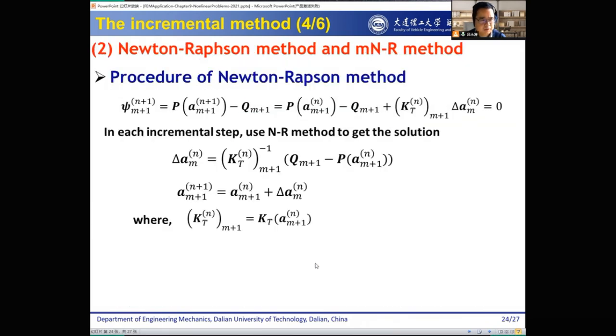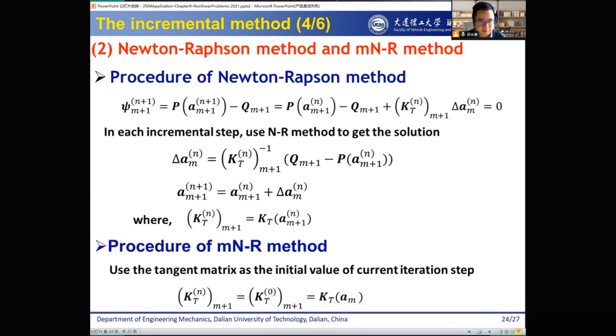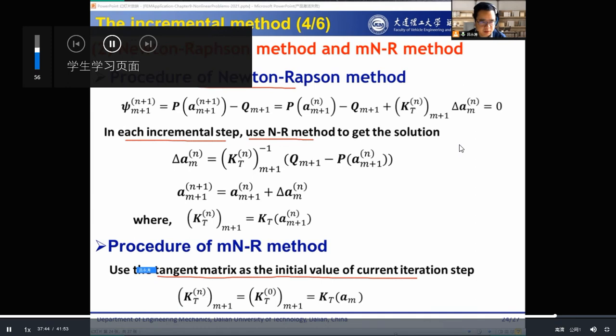Now the Newton-Raphson method, the procedure for the Newton-Raphson method. In each increment step, we use the Newton-Raphson method to get the solution. Under the procedure of the Newton-Raphson method, we use the tangent matrix as the initial value of the current iteration. This is the modified Newton-Raphson method.